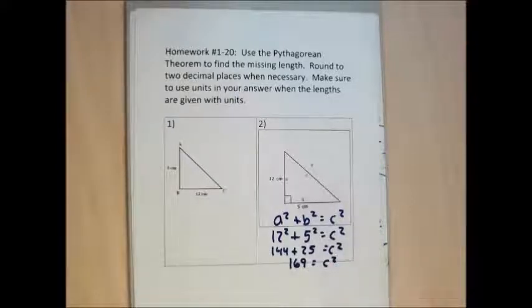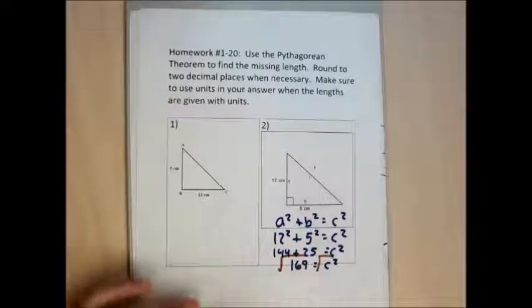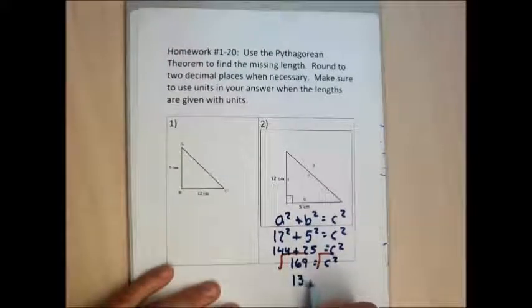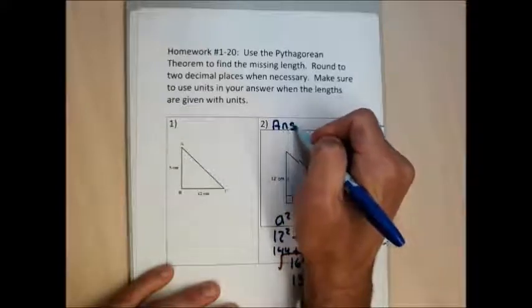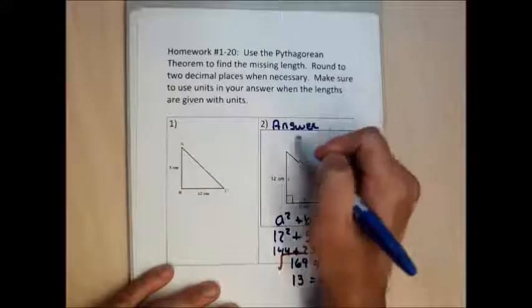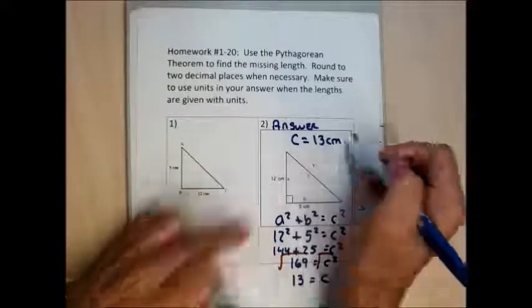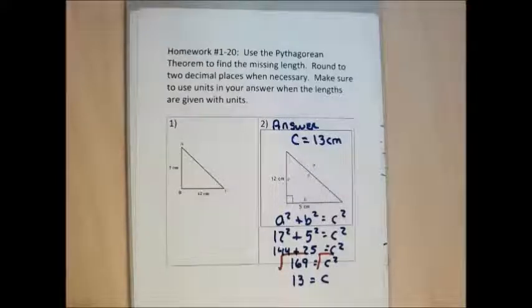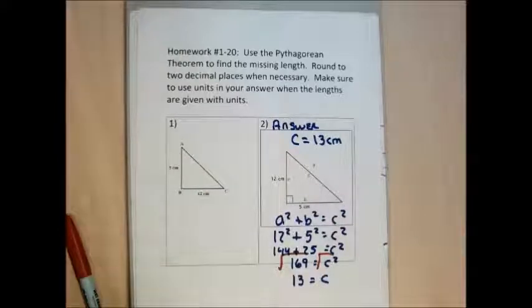And then I square root both sides. This is going to give me 13 equals C. My answer needs to have the units. My answer to number 2 is going to be C equals 13, and my units are going to be centimeters. That should be exactly the same answer that you're going to get for number 1, because your missing side doesn't have a name on it. You might as well name it C, because that seems to be the appropriate name.